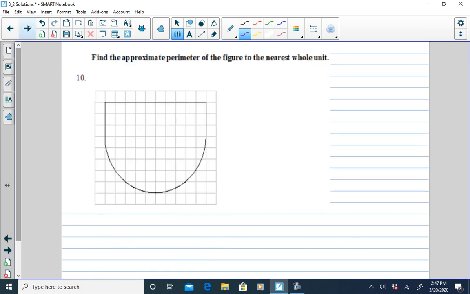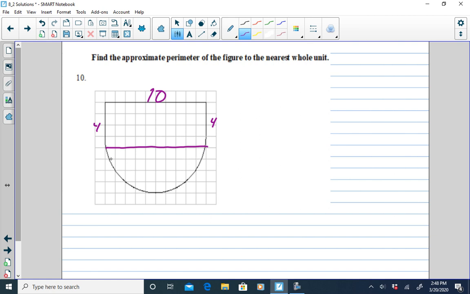Alright, and then we have our last question, question number 10. We want to find the approximate perimeter of the figure to the nearest whole unit. Well, the perimeter is going to be equal to what? We have this distance here, which is 1, 2, 3, 4, 5, 6, 7, 8, 9, 10. So that's a distance of 10. So that then means we're looking at a diameter of 10, right? And let's use this segment of 4, this segment of 4, and then we have half of a perimeter, half of the circumference of the circle.